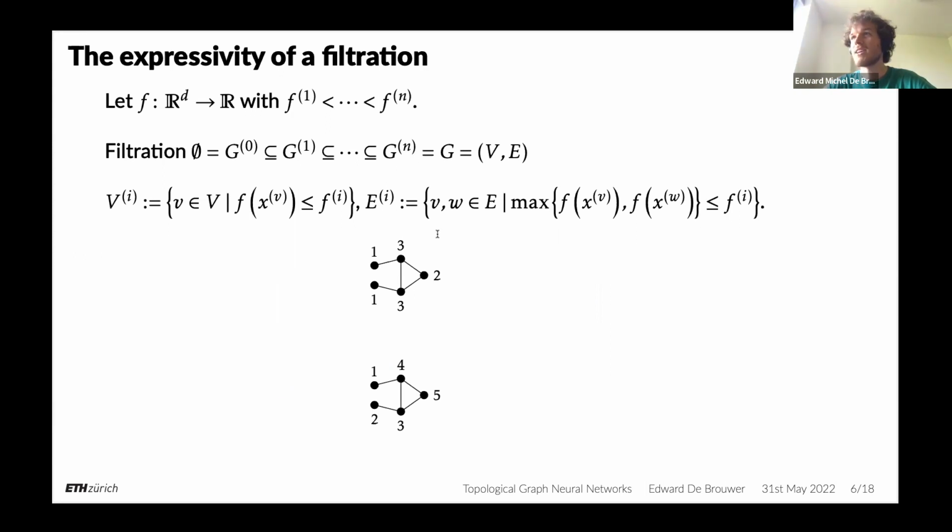So to do that, we're going to use a filtration. So what is a filtration? We're going to define a function f, which operates on the node features of each of the graphs, and that will return a scalar. So it's a scalar function.